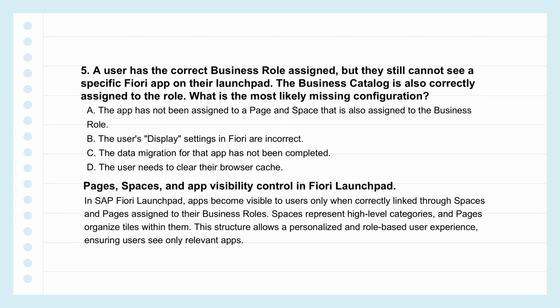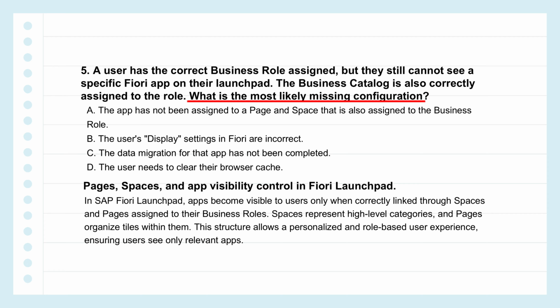Clear. But this leads us to a classic problem, right? A real headache I hear about: the app visibility paradox. The scenario is a user has the right role. That role is correctly linked to the catalog containing the app they need. But the app just doesn't show up on their Fiori launchpad. It's invisible. If the role and catalog are right, what's usually missing?